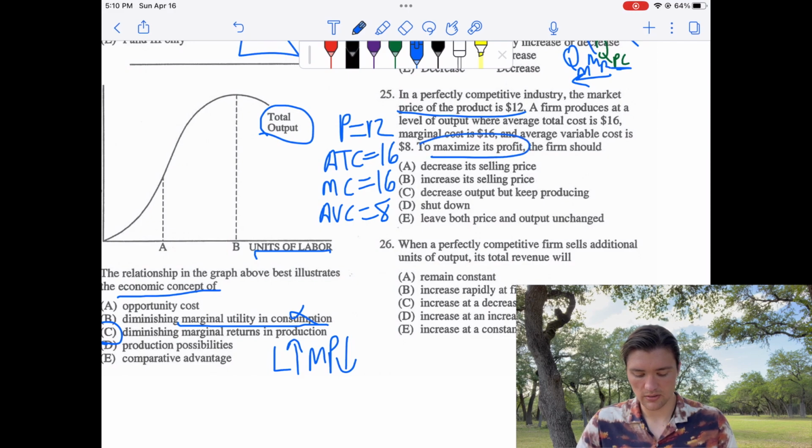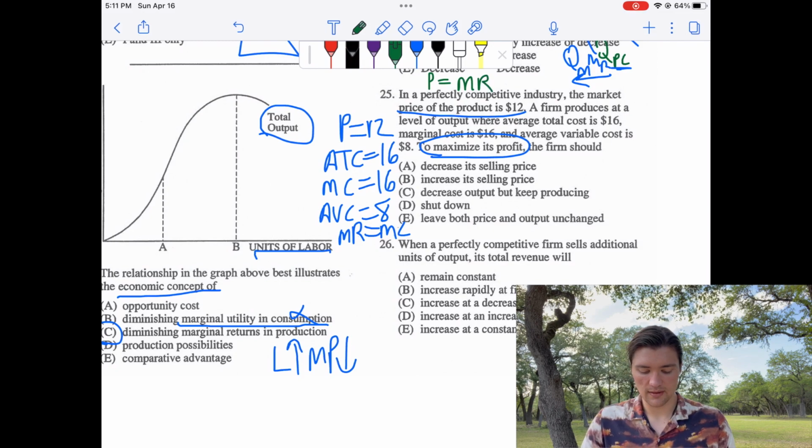And the key term here is they said to maximize profits. How do you maximize profits? That's going to be your MR equals MC. Now, this is perfect competition, which means that your price is your marginal revenue. Okay? So what's your marginal revenue in this question? Well, your marginal revenue is 12 because your price is 12.